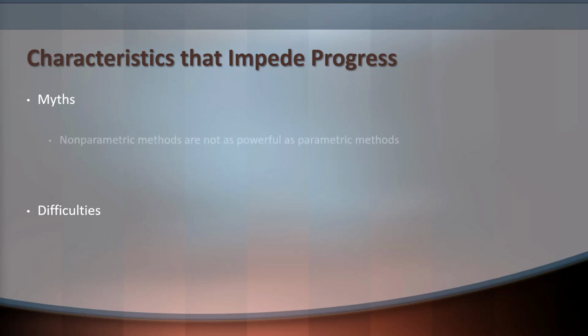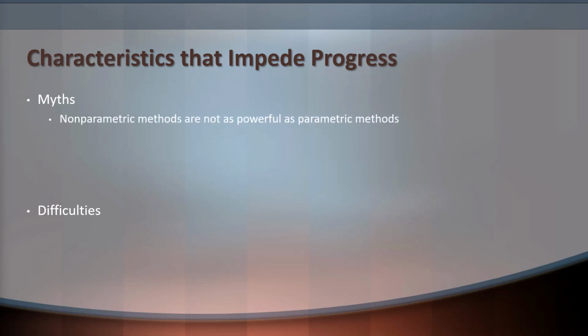The first myth is that nonparametric methods are not as powerful as parametric methods. That's the overwhelming myth, and as I've already described, that comes from a reality. That is, if you have exactly met the conditions for valid inference of the parametric method, it is going to be more powerful. But it is a mismatch for the practical nature of our data in which those conditions are never exactly met.